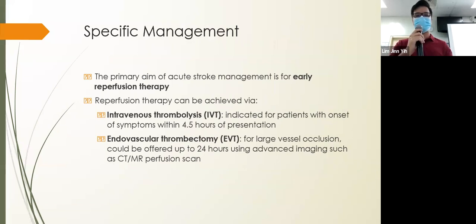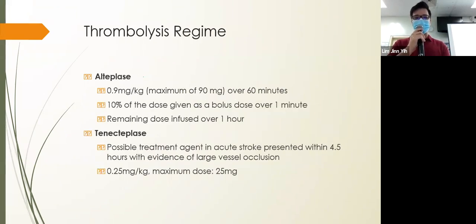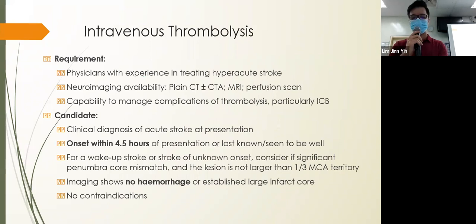Okay, next, specific management. Our goal in stroke management is early reperfusion, which can be done through thrombolysis or endovascular thrombectomy. So these are the two drugs that can be used in thrombolysis. Alteplase, as we have discussed just now, and the second option of tenecteplase with 0.25 milligram per kg, maximum dose of 25.